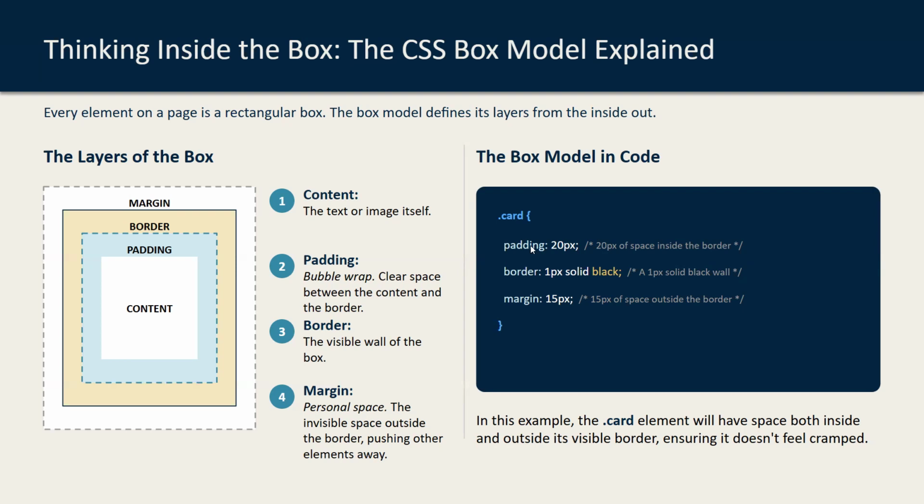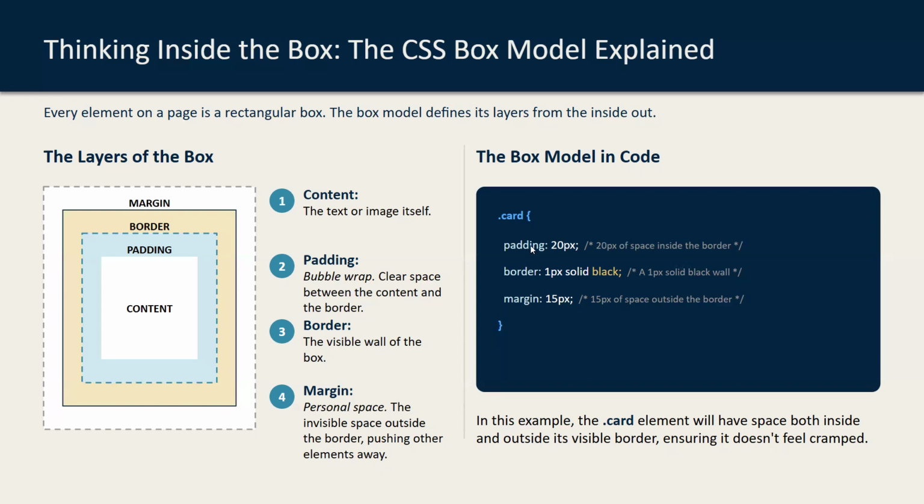A helpful way to think of it is like bubble wrap inside the box. And then we have the border, which is the invisible edge or the wall of the box. And then finally, margin is the space outside of the border, which is used for pushing other elements away. You could try to think of it as the element's personal space.